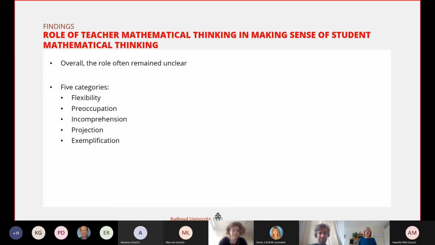What I found was, well, overall, often the role of teachers' mathematical thinking does not become clear, because they often do not articulate mathematical thinking. But when they do, I found 5 categories of how the role of their thinking plays out in their sense making, and I will take you through these 5 categories.